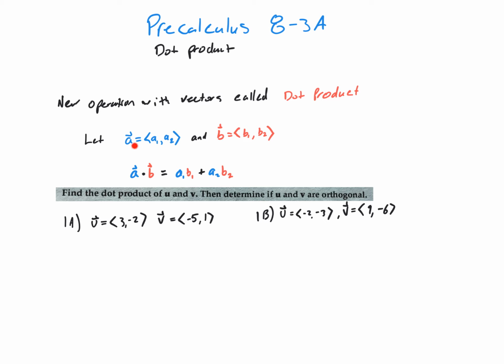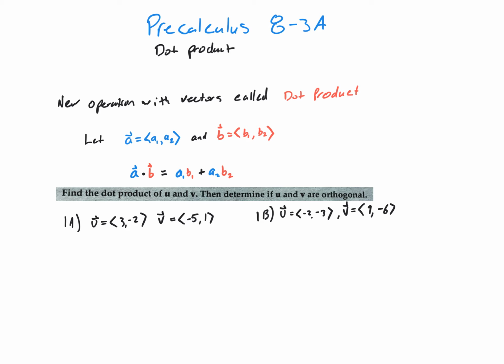If you have some vector A that's A1, A2, and some vector B that's B1, B2, the dot product between them, symbolized with a dot between the two vectors, is A1 times B1 plus A2 times B2. Now notice this does not give us another vector, it gives us a number. So the dot product of a couple vectors is a number.